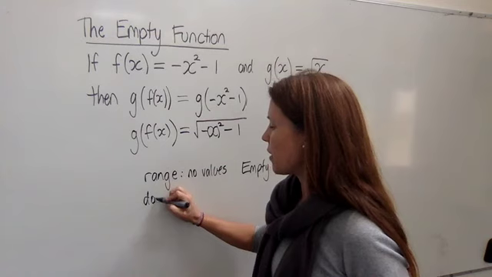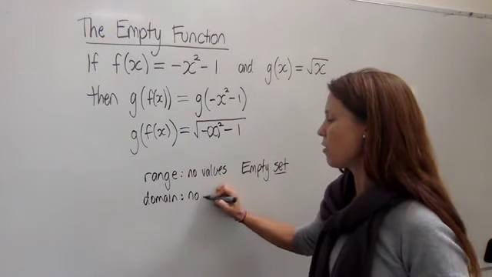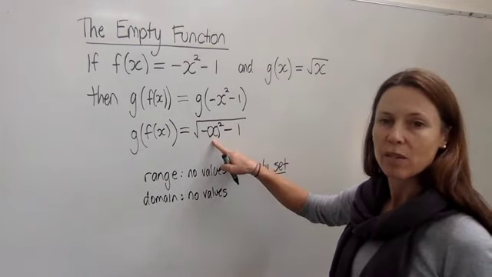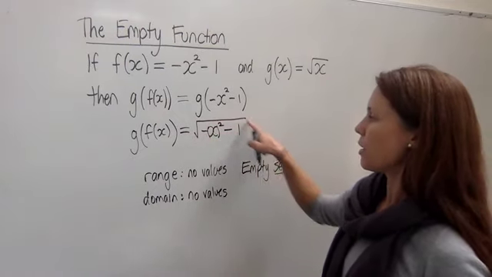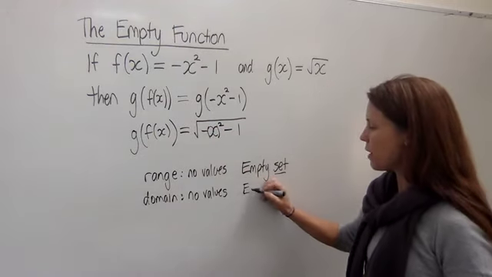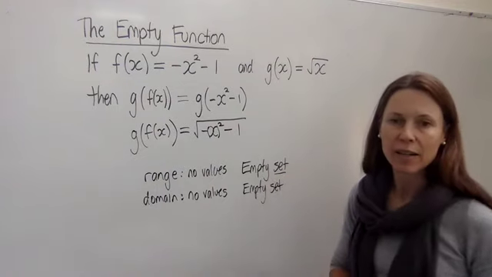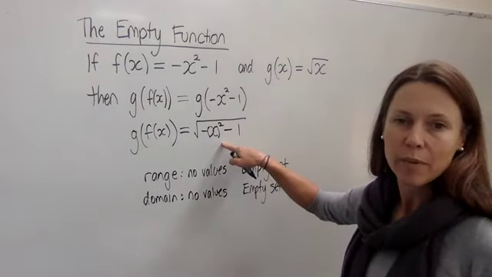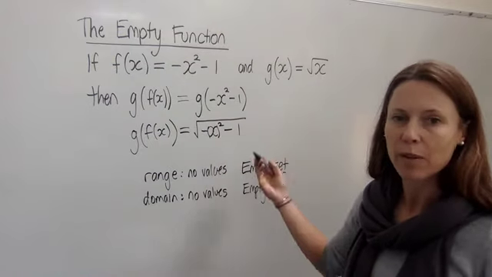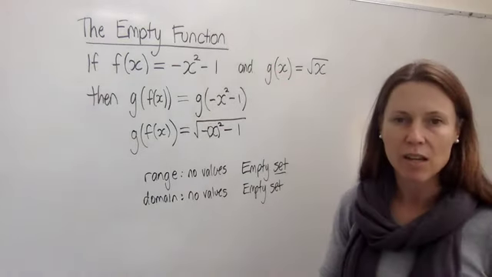And similarly, if there is no range, then there can be no values either in the domain. We can try to graph this thing, but as soon as we put values in, we come up with an error and can't actually calculate it. So this means that the domain is also an empty set. Now this is going to make it impossible to graph this. It can't be graphed. There are no values that we can use to possibly come up with anything. So if we've got two empty sets, then we've basically got an empty function.